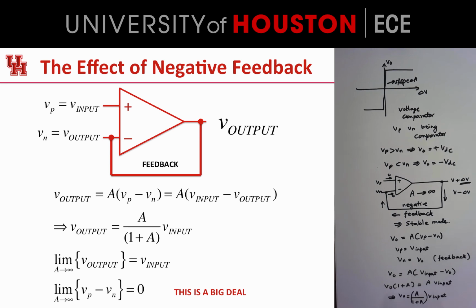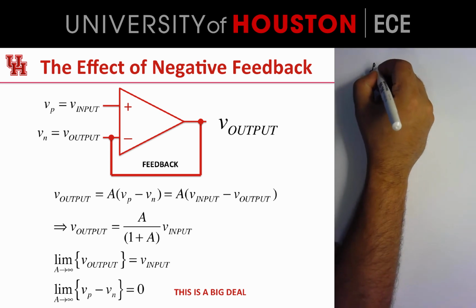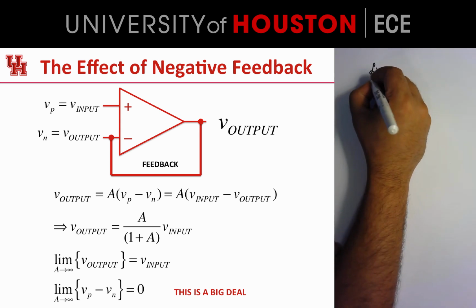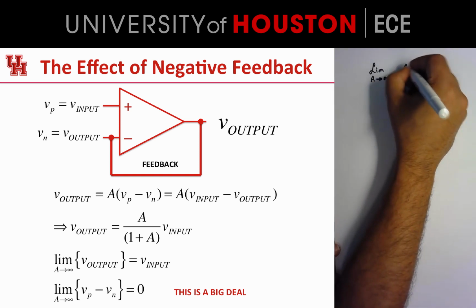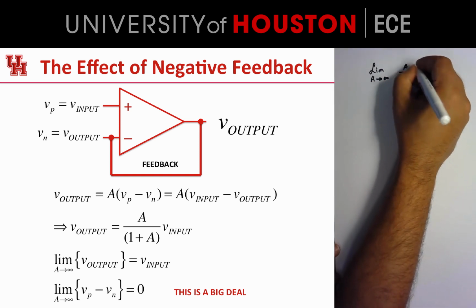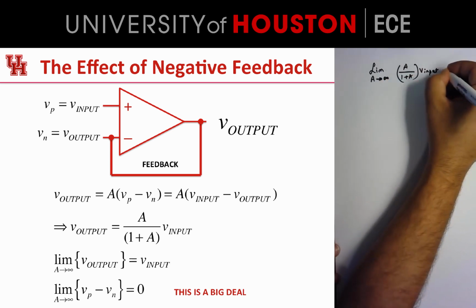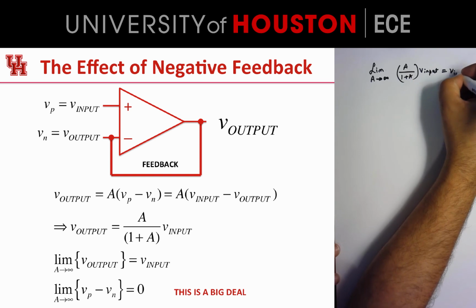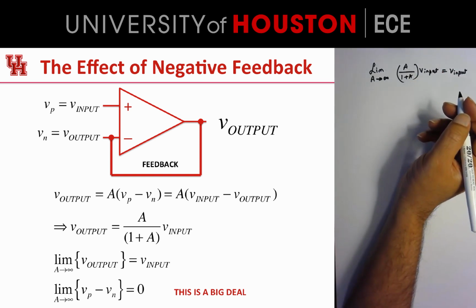In other words, let's think this through a little further. If I write it in calculus-type language, the limit as A tends to infinity of A over (1 plus A) times V input is simply equal to V input, because this limit essentially goes to 1.